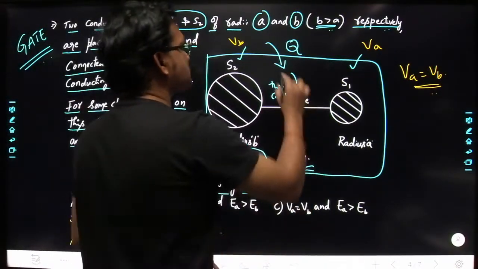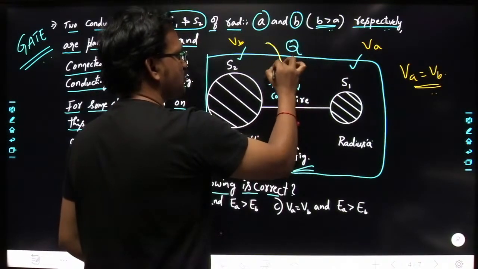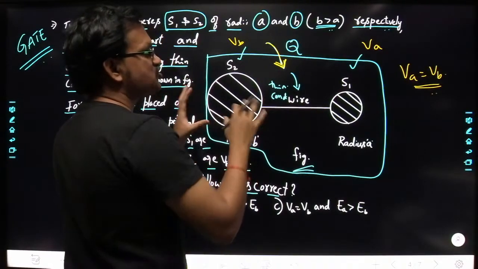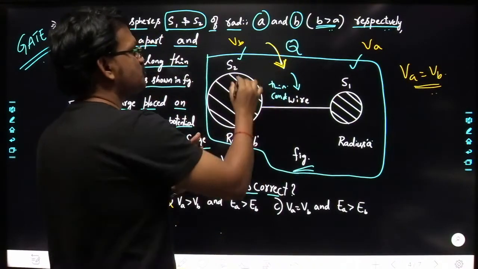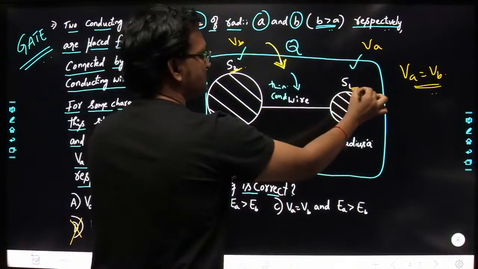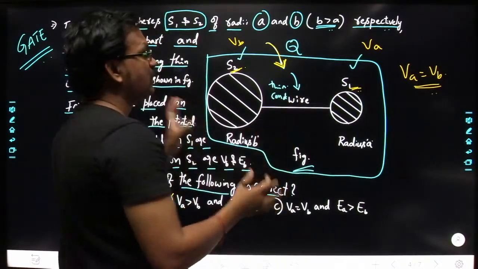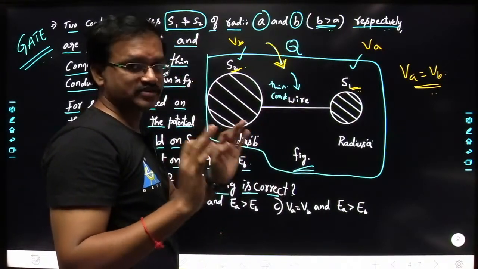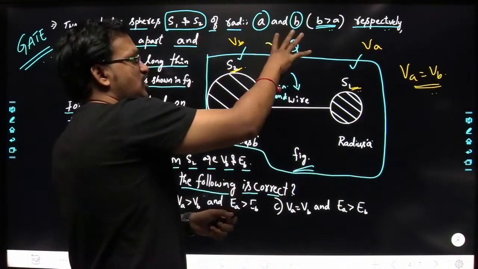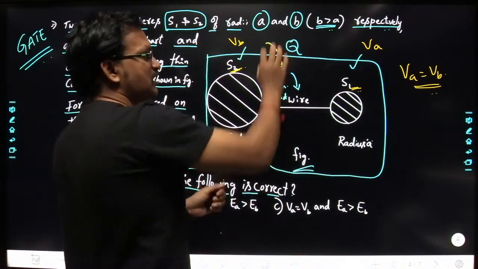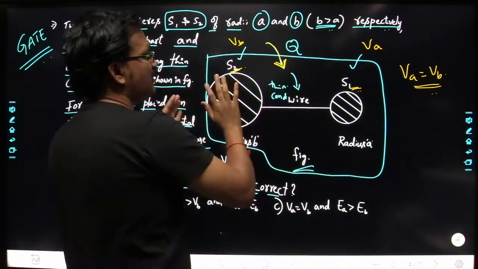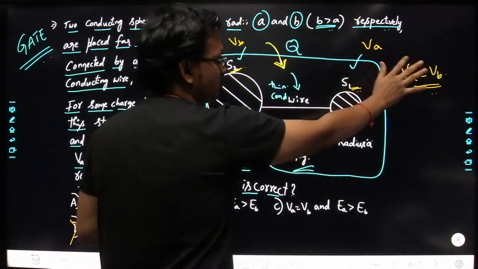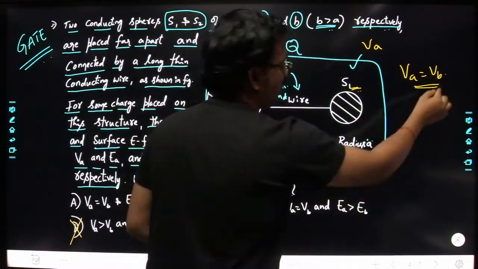See here, you have supplied a charge Q to this structure. Whenever you supply a charge Q, this charge is going to distribute between sphere S2 and S1 until the potential of this one and the potential of this one become equal, become the same. Understood? Whenever you supply a charge Q to this conducting system, the charge distributes between S2 and S1 in such a way that the potential of S2 is the same as the potential of S1. So that is VA equal to VB.